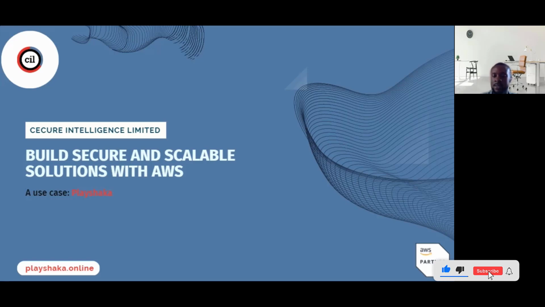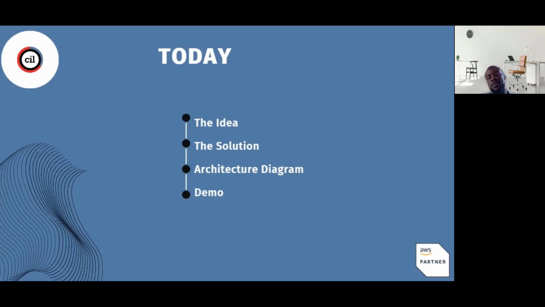So moving on, our topic for today's webinar is how to build secure and scalable solutions with AWS. And our use case for today is Playshaka. Playshaka is a digital solution built by Secure Intelligence Limited. Today, we'll discuss the idea behind Playshaka. We'll discuss the solution. We'll discuss the architectural diagram, and we'll demo Playshaka for you.